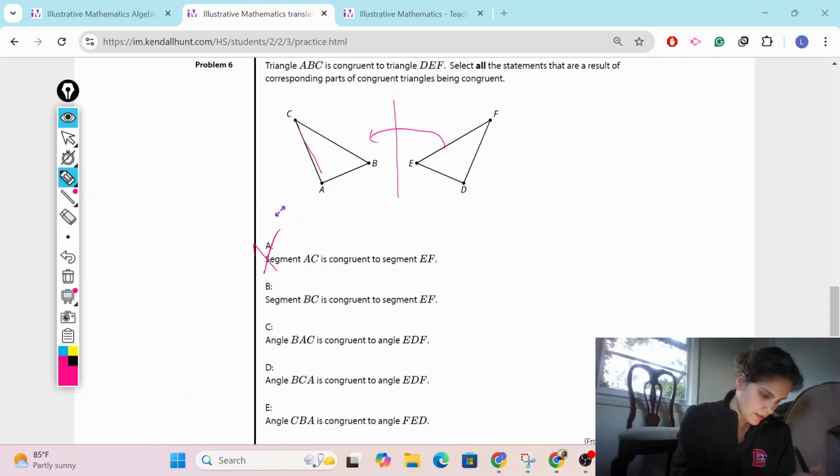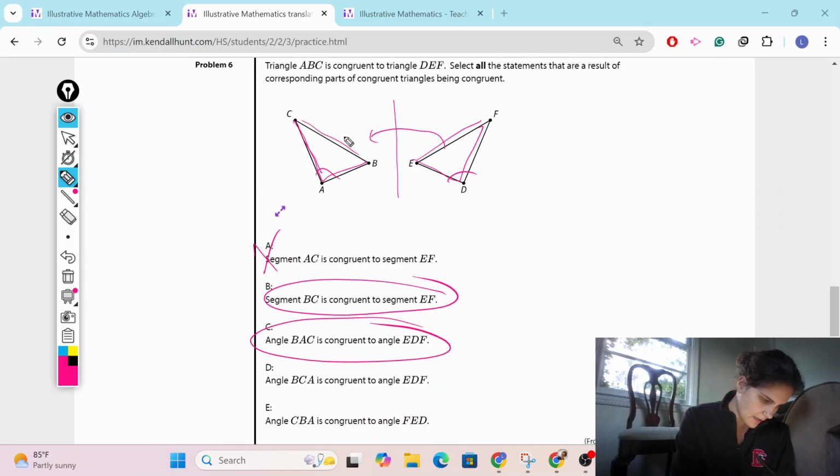BC is congruent to EF. BC, yep, matches to EF, so they're congruent. Angle BAC is congruent to EDF. Yep, those angles are congruent. Angle BCA, this top guy, is he congruent to angle EDF? No, he's congruent to the angle that's up here.